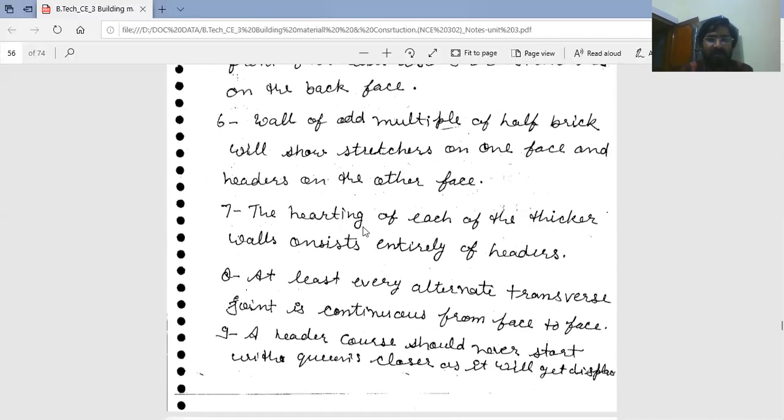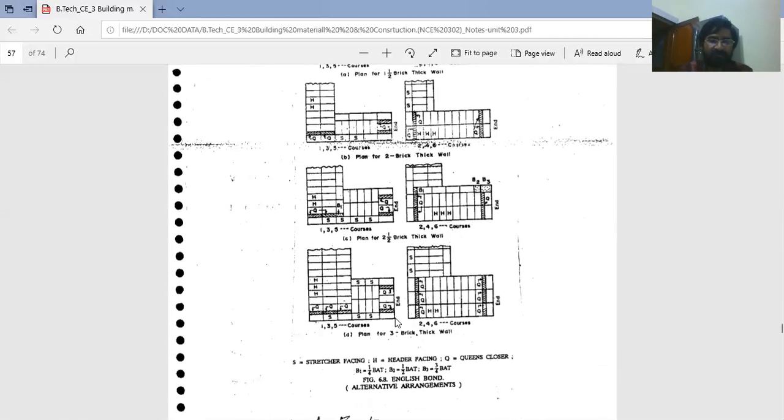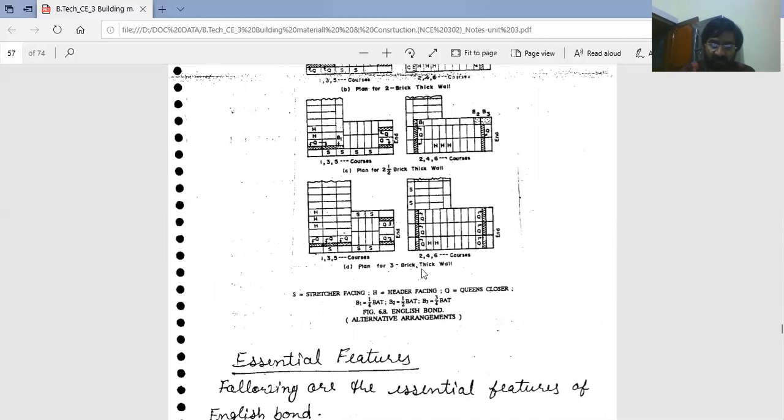The hearting or middle portion of each thicker wall consists entirely of headers. In the middle portion of thick walls, the central portion or hearting consists entirely of headers. These are some salient features of English bond. This shows the different thicknesses of wall.